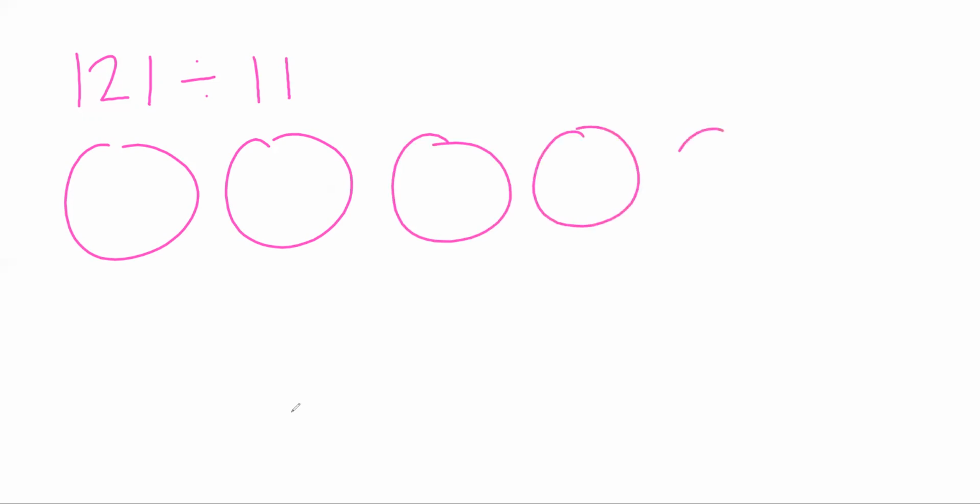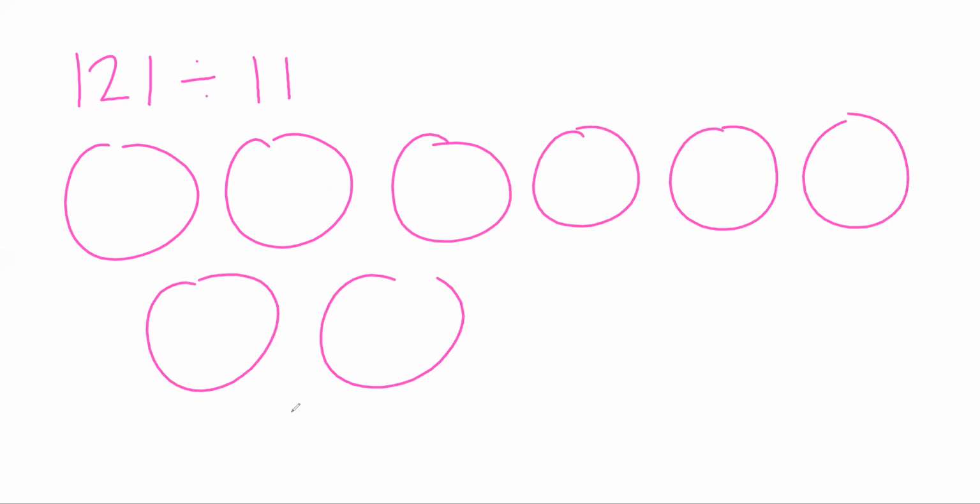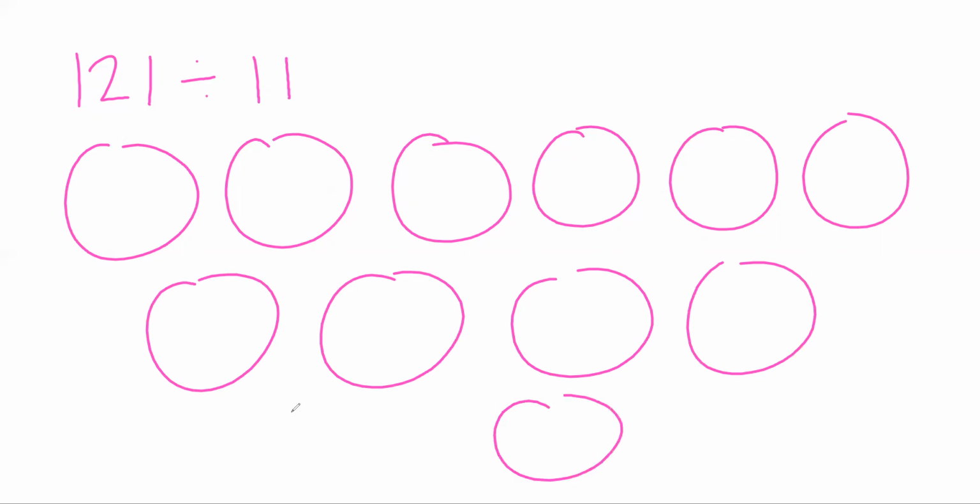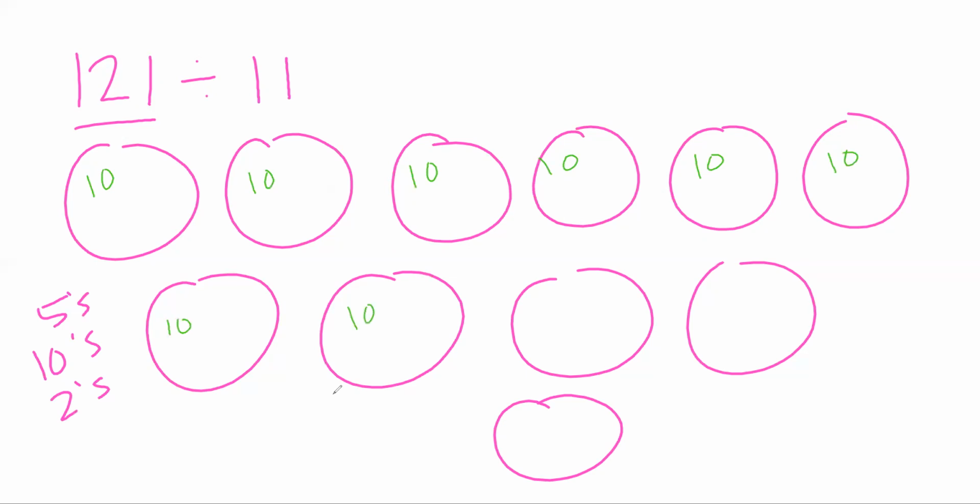1, 2, 3, 4, 5, 6, 7, 8, 9, 10, and 11. Okay, and then we can skip count by numbers, right? We want to get to 121, but we could skip count by 5s or 10s or 2s, right? Let's do 10s first. Let's see what we get. Let's change colors for what we're skip counting with. So 10, 20, 30, 40, 50, 60, 70, 80, 90, 100, 110.